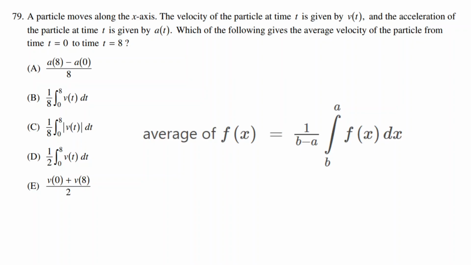For 79, we need to find average velocity, and the formula is 1 over b minus a times an integral from a to b of the function, so our answer would be B. Don't get confused by A, which gives the average acceleration instead of velocity.